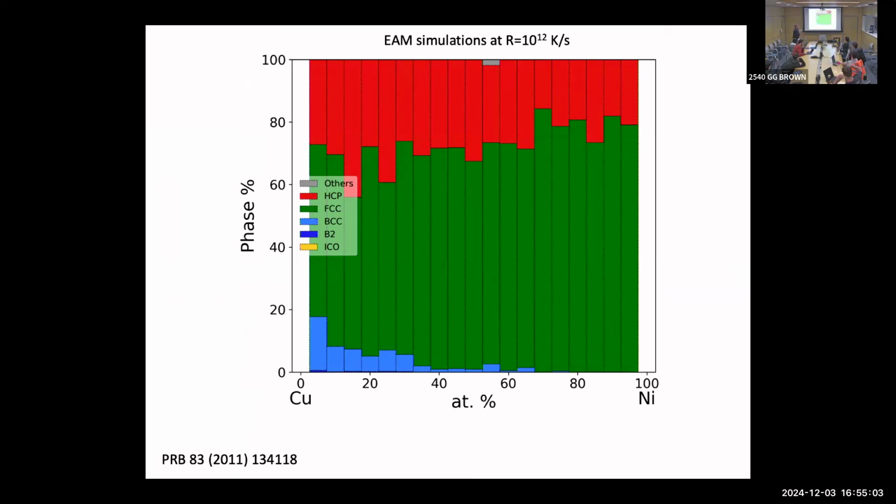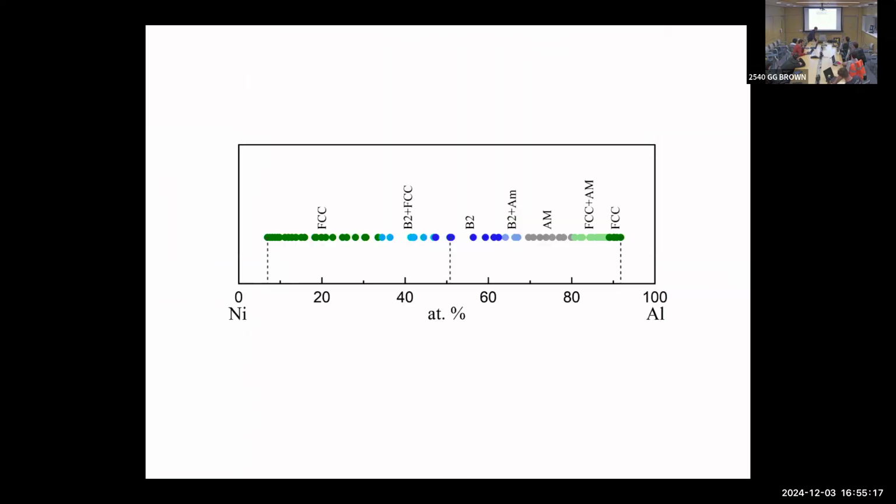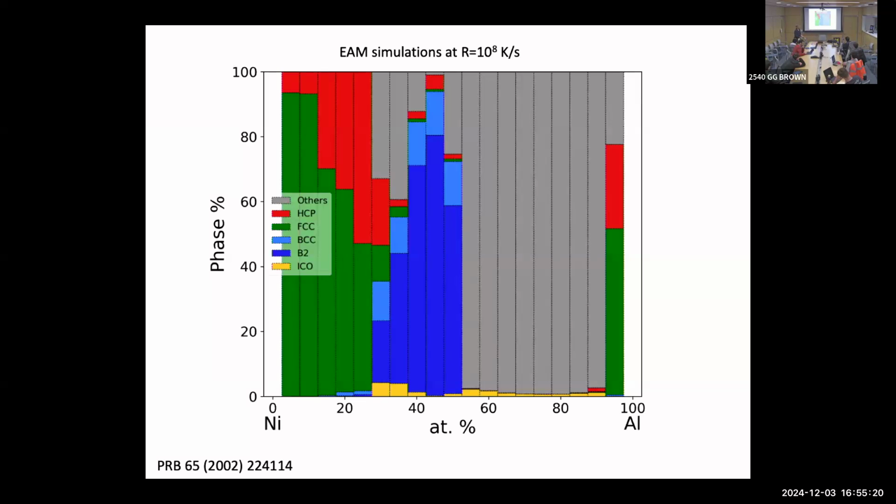So what I'm going to quickly go through is that basically EAM simulations do a pretty good job. So here's copper nickel, nickel aluminum. They do a pretty good job because they were fit to the crystal structure of the underlying equilibrium phases. So for example, here's the interesting case I was talking about before. Nickel and aluminum are FCC at the ends, but then they have an interesting BCC phase in here. Well, that was built in. When you built the EAM potential, you built that in. So we know that that's going to happen.